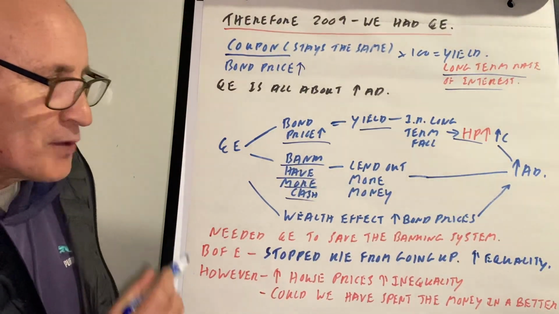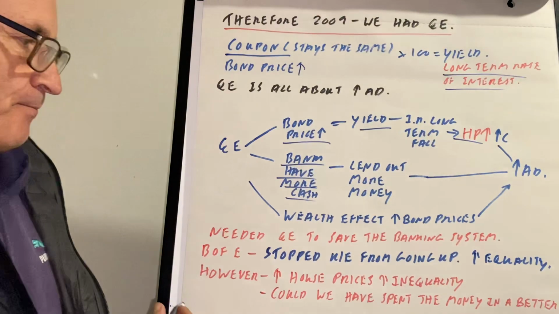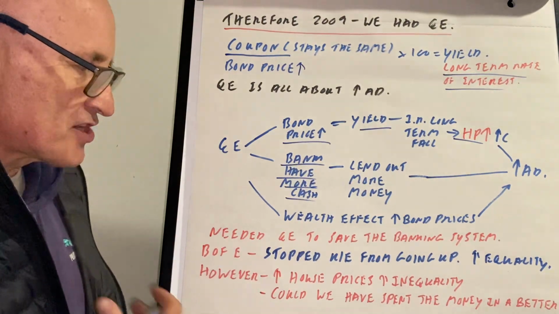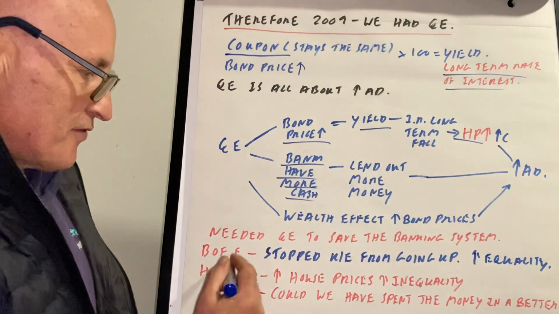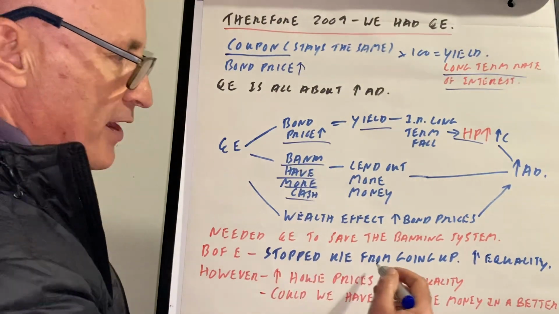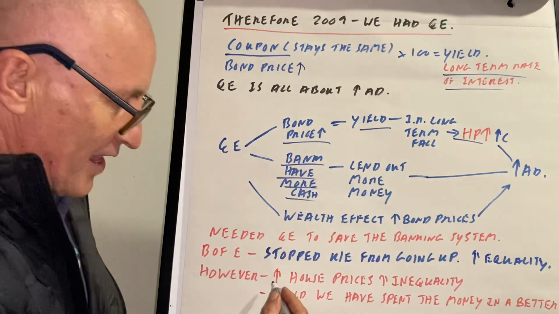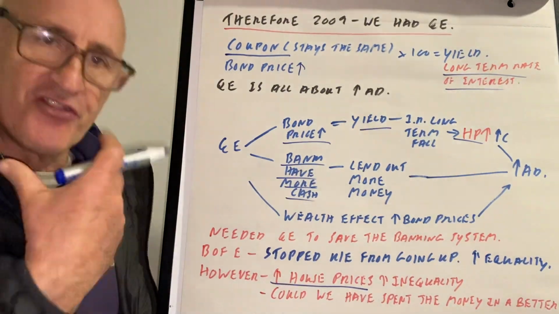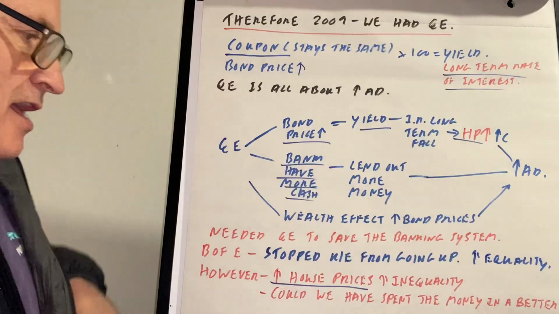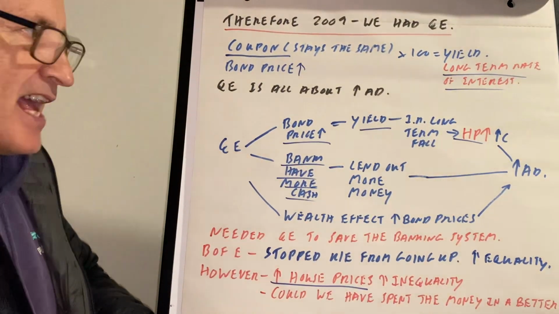We needed QE to save the banking system. The Bank of England argues that because we used QE, this stopped unemployment from going up. So therefore that led to an increase in equality. However, a lot of people would argue that this led to an increase in house prices, that therefore led to an increase in inequality. And actually, could we have spent the money in a better way?